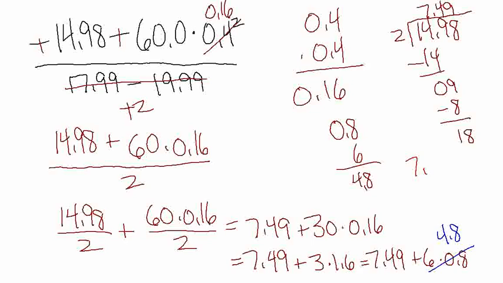7.49 plus 4.8. Now I'm going to add a 0 to the 4.8 so that I can line up my decimals with a number in every column. So 9 and so 12.29, okay? And so the final answer is positive 12.29. Okay?